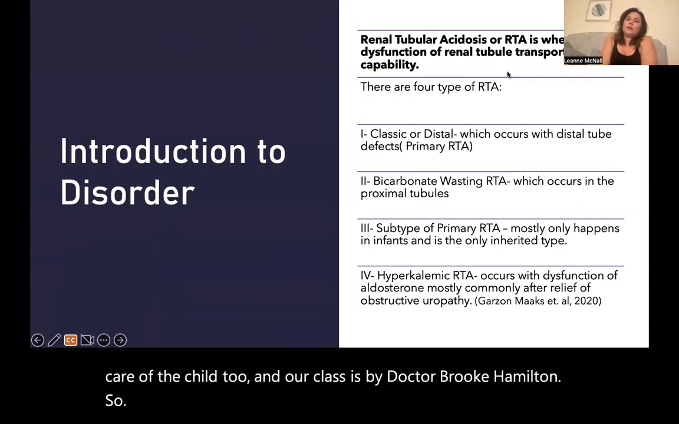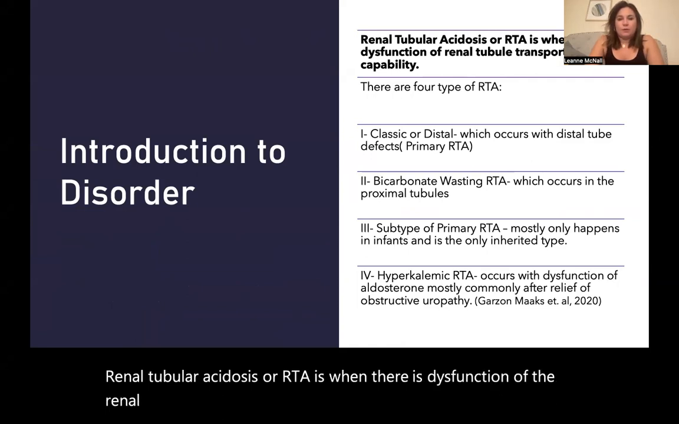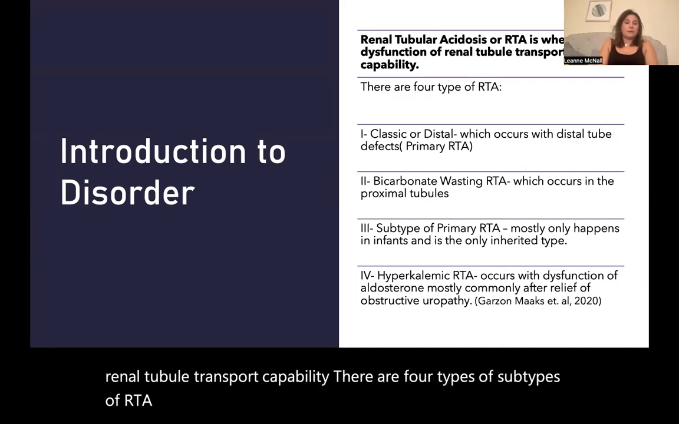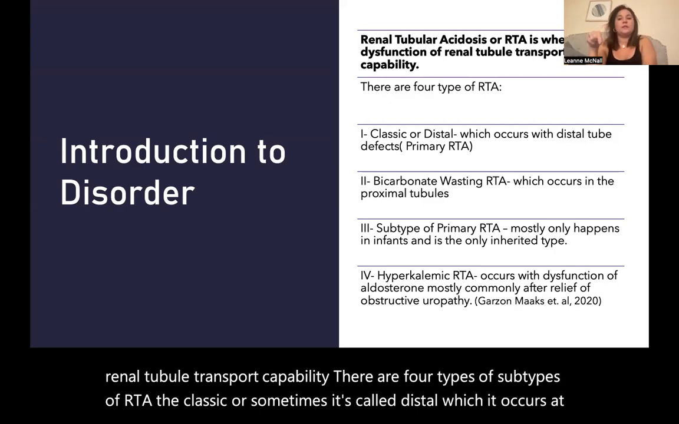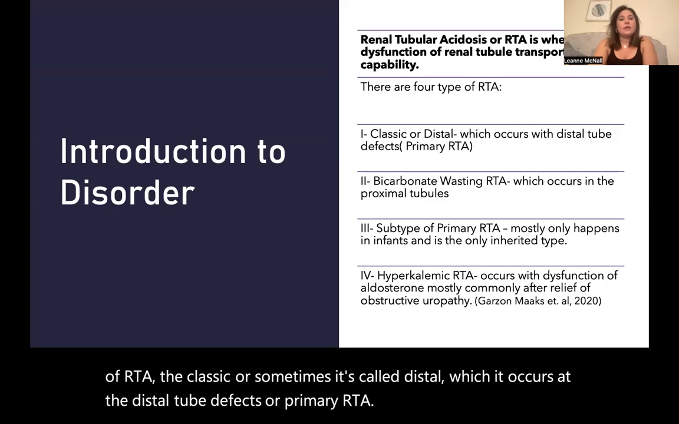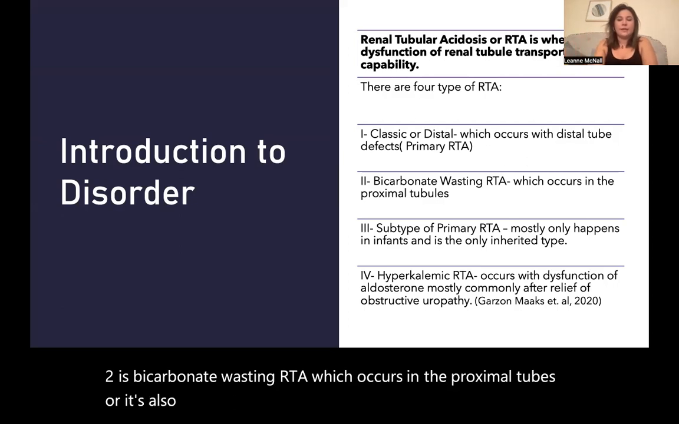Renal tubular acidosis, or RTA, is when there is dysfunction of the renal tubule transport capability. There are four subtypes of RTA. The classic, sometimes called distal, occurs with distal tube defects, or primary RTA. Number two is bicarbonate wasting RTA, which occurs in the proximal tubes, also called proximal RTA.